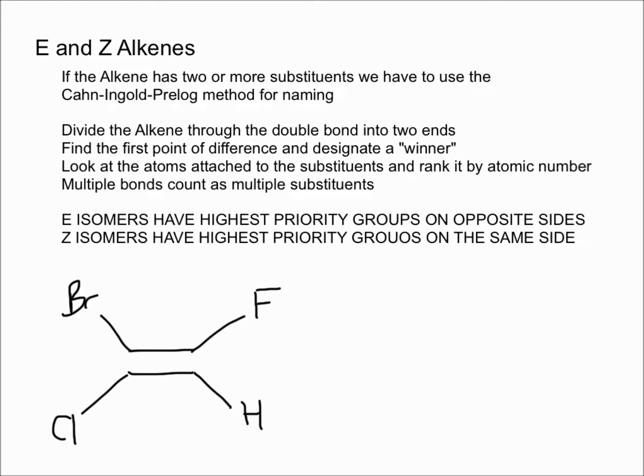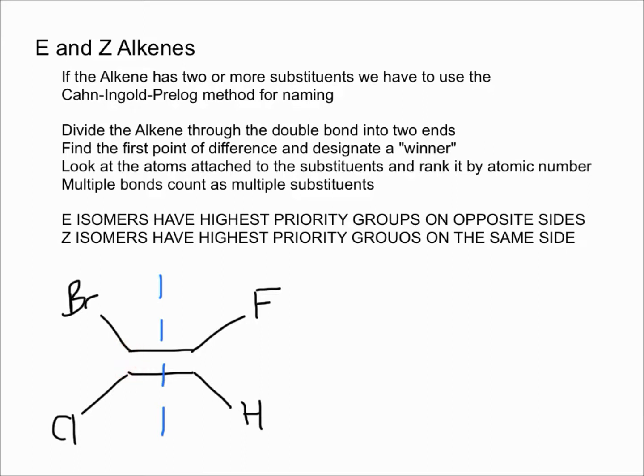In order to do that, you first divide the alkene through the double bond into two ends. So essentially you're just separating it down the middle. Now you have to find the first point of difference and designate a winner. You're just comparing these two substituents coming off of that carbon, comparing only this versus that. The first point of difference would be a bromine versus a chlorine, off of this carbon, the C1 right there.